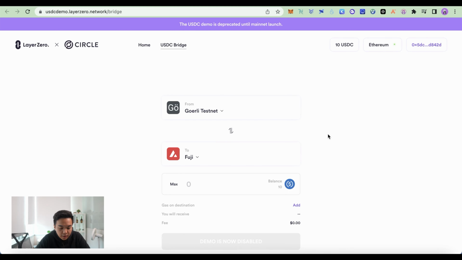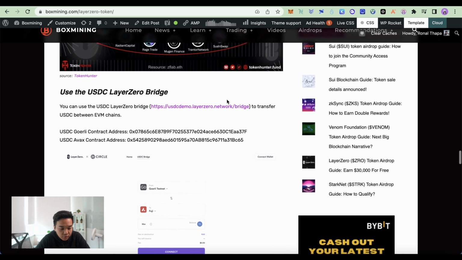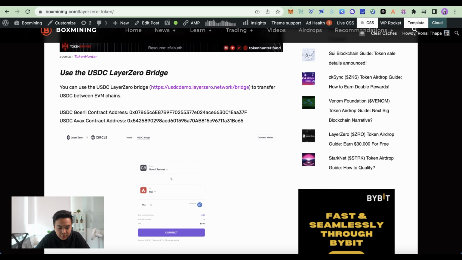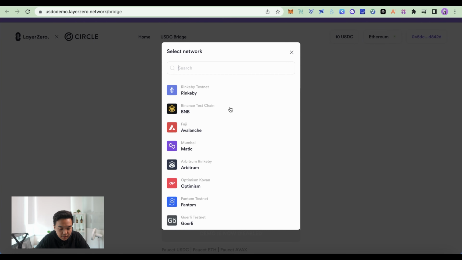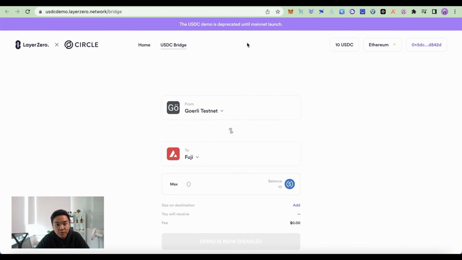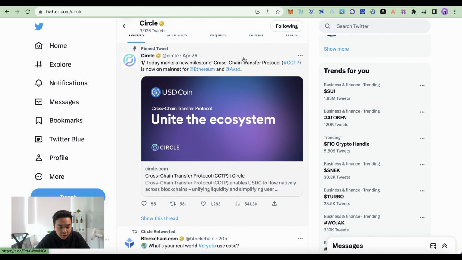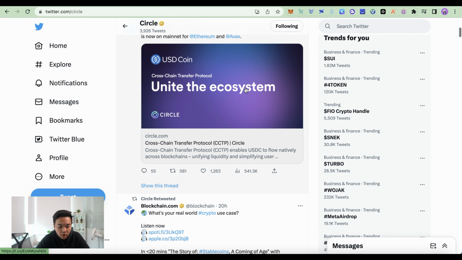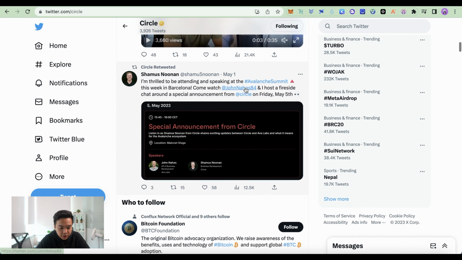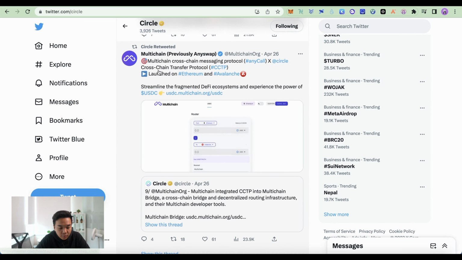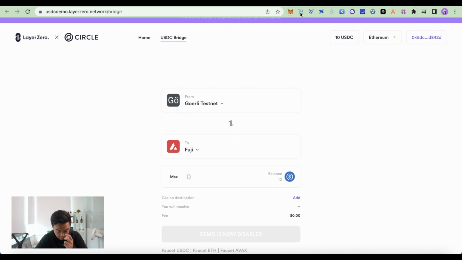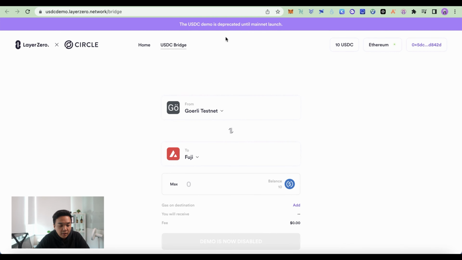USDC bridge. So I've written about this a long time ago, where the demo was deployed on the testnet, as you can see here. Everything is on a testnet, but now it's deprecated, which means you can't use it until they launched it on the mainnets. And Circle has been doing that with multi-chain as well. They've been focusing on this cross-chain transfer protocol where you can just send USDC directly to other blockchains instead of using third-party bridges. So they're doing it right now with multi-chain, where you can swap between Ethereum and Avalanche. And we'll have to wait until the mainnet is ready for this bridge.